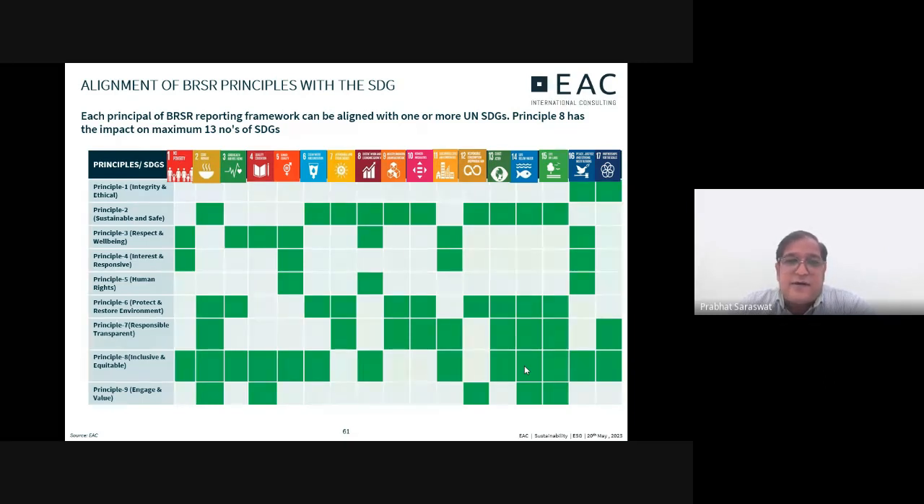So I think principle 8 has the maximum impact, on 13 SDGs basically, if you see here. So these include SDG 1, no poverty, zero hunger. So these are the 13 goals that principle 8 affects. So it is a very important aspect under sustainability reporting, principle 8.